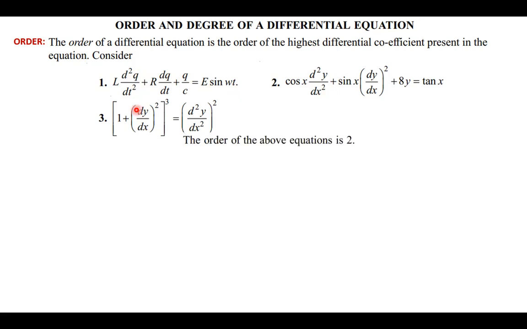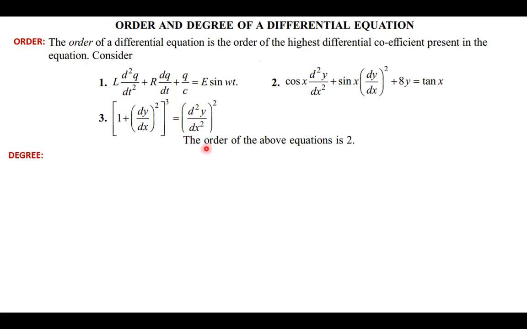So the order of the above equations is 2. All these equations above here have order 2. Why? Because that's the highest number that we have on these dy/dx and dq/dt. That's the highest order we have.